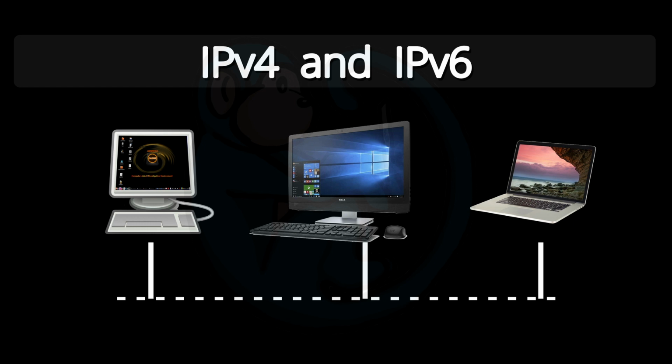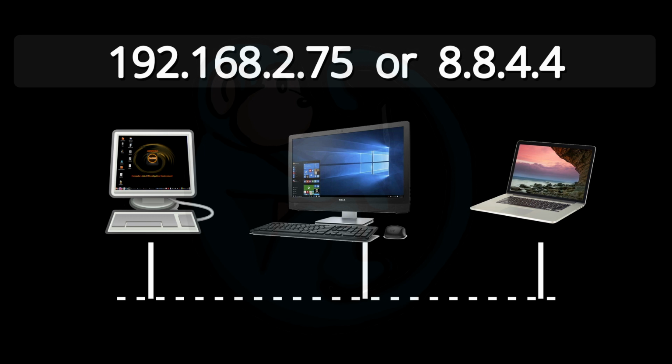So IPv4 addresses look like 192.168.2.75. So it's basically four octets of decimals ranging from 0 to 255, and then they're all separated by a period.